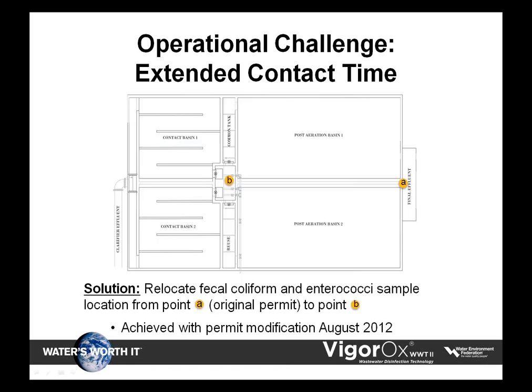So in our 6-month operational report to DEP, we recommended relocating the compliance point for fecal coliform and entero to the common tank. We met with DEP on site and showed them the situation. It isn't very usual to have the post-aeration basin after the contact basins, so they were completely okay with it, and we submitted a minor permit modification. And in August 2012, our sample collection location was revised to reflect the common tank.